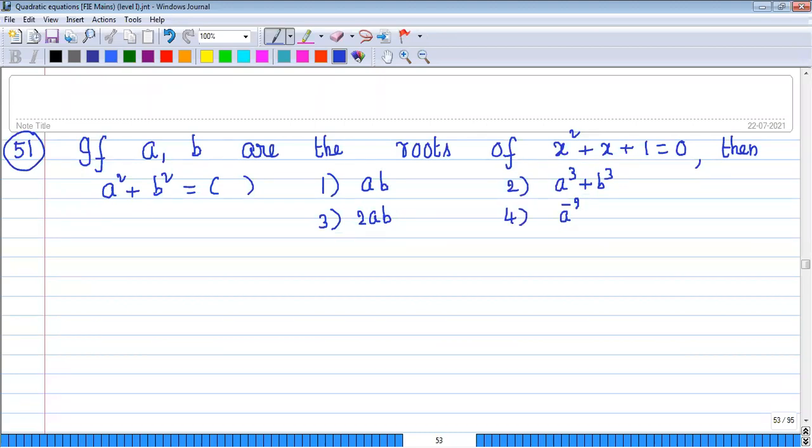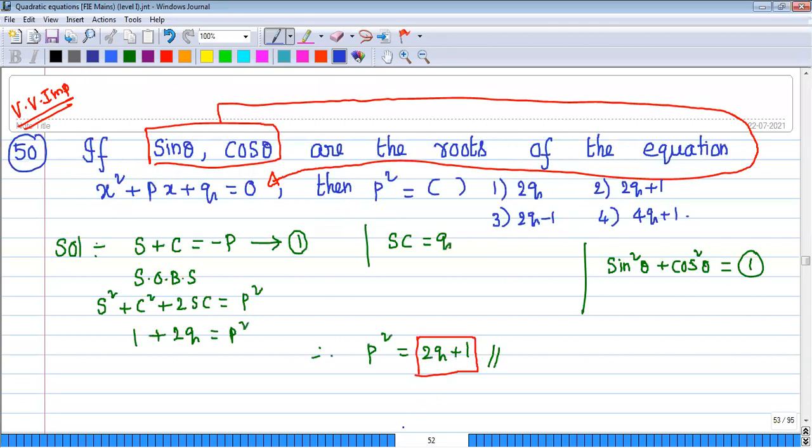third option 2ab, fourth option a to the power of -2 plus b to the power of -2. Let us say sin theta is equal to s, cos theta is equal to c. For numerical calculation purposes, I selected them as single variables. Okay, sir.